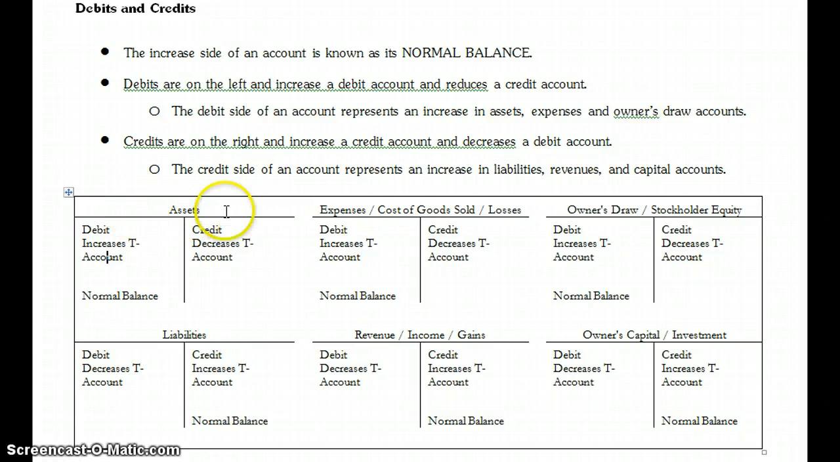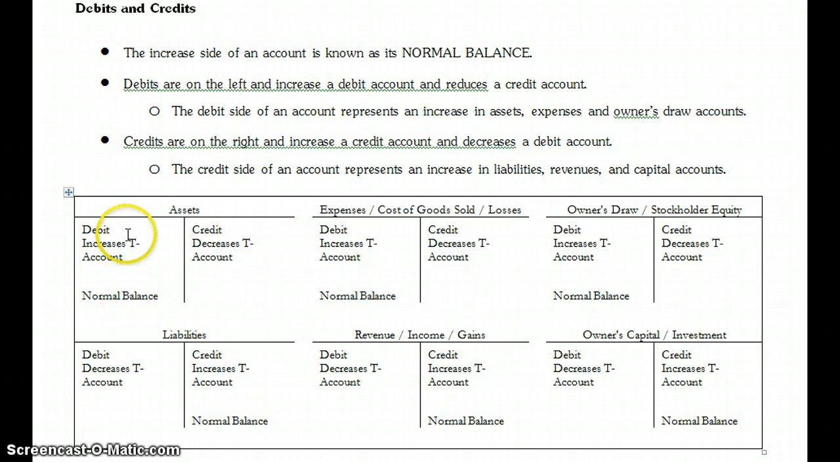Here I am showing you a diagram of what a T account may look like. A T account for the assets, a T account for the expenses, cost of goods sold, and losses, a T account for owner's draw, stockholders' equity. These accounts here on the top all are showing the debit side that are increasing the T account, which are normal balances for these accounts up here. Down here, I'm showing what the normal balance is for the credit side of your T account, which are your liabilities, your revenue, income, gains, and your owner's capital and investments.